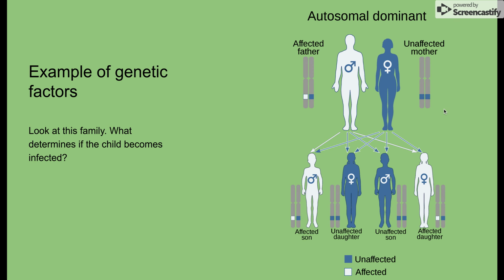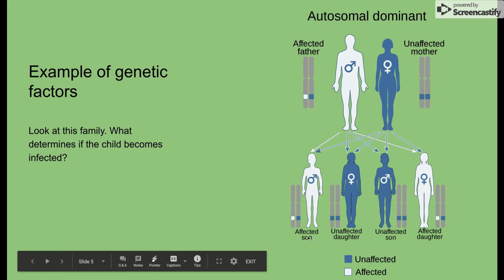Well, when we look at this in more detail, you'll notice that the affected gene was passed to 2 children from the father, and the unaffected gene, the blue one, was passed to 2 other children from the father. The mother, having both unaffected genes, or alleles rather, passes them to all of the children. So the 2 children that ended up inheriting the affected allele from their father also became affected.